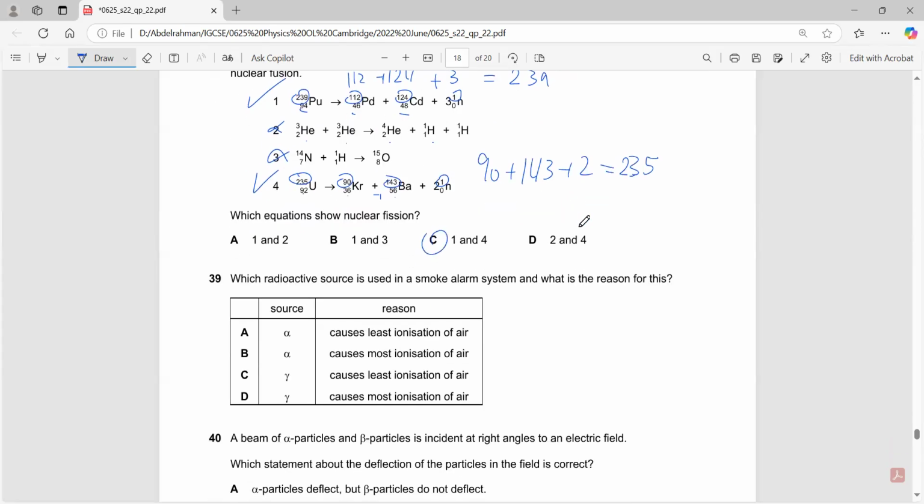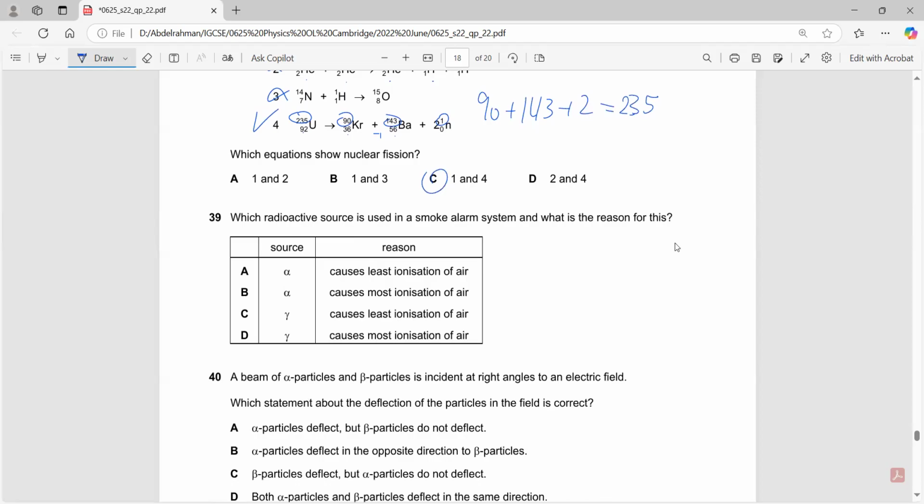Which radioactive sources are used in smoke alarm systems? Smoke alarm systems. Yes, we do use the alpha particles. Why? Because they have the highest ionization effect.